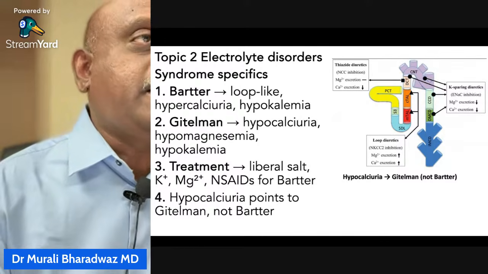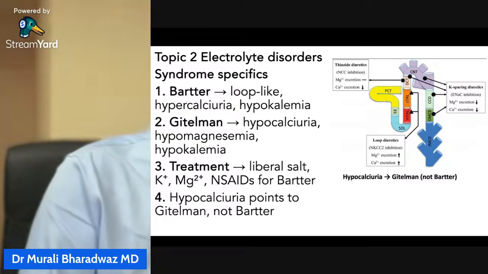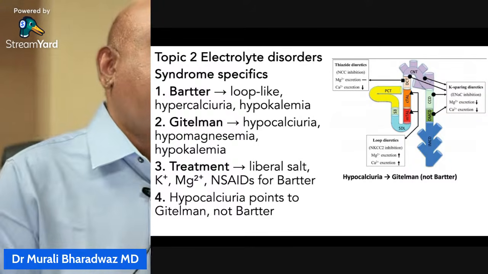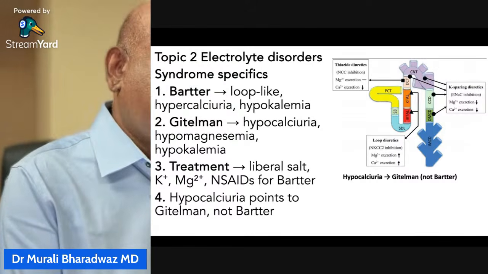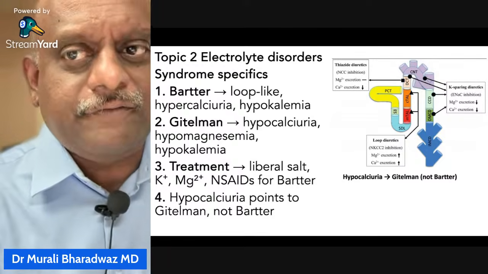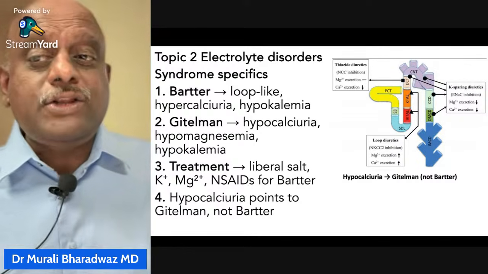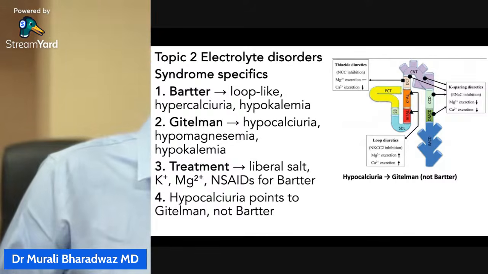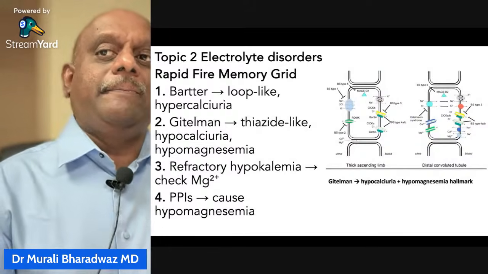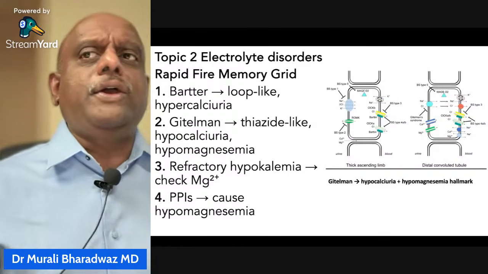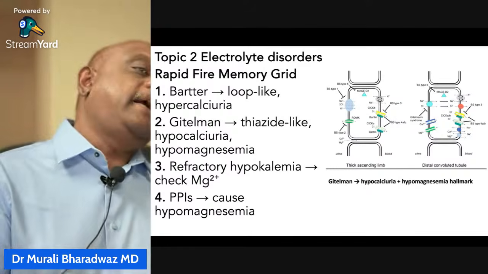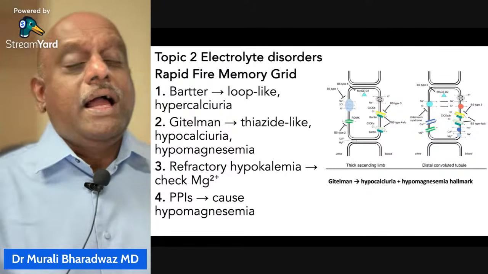And always a very important rule: hypocalciuria is the differentiator. Check the urinary calcium to know whether it is Bartter or Gitelman. A low urinary calcium, because of calcium retention, just like thiazide diuretics, is the feature of Gitelman. Losing calcium, like a loop diuretic, is the nature of Bartter syndrome, is what we need to remember. So Bartter is like a loop diuretic and it leads to hypercalciuria. Gitelman is like a thiazide diuretic with hypocalciuria.